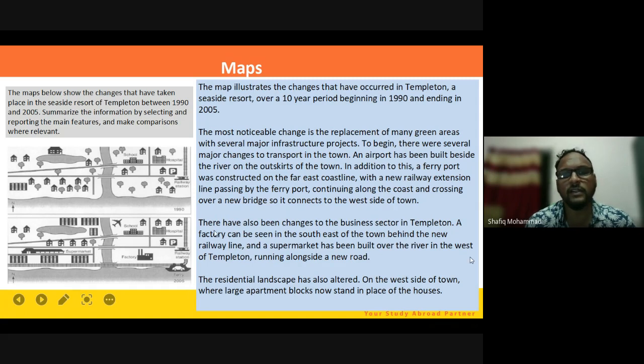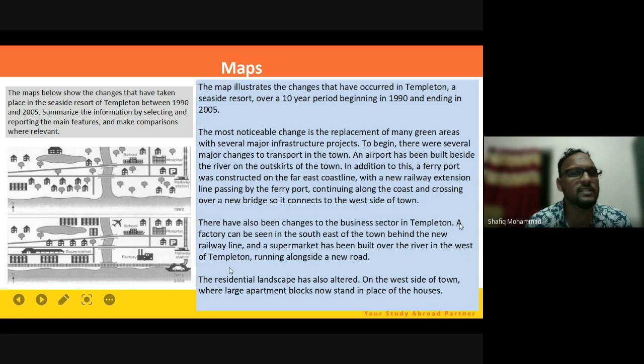Then there have also been business sectors in Templeton. They were also constructed. A factory has been seen, yeah, obviously a factory is also there, like we have seen, right? This one. So bridge, factory, supermarkets, all these things are mentioned here in this year. The residential landscape has also altered on the west side of the town, where large apartment blocks now stand in place of houses. Before, they were all houses. Now the large apartments came in here instead of small houses, right?